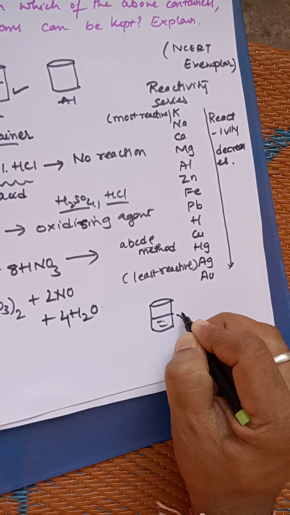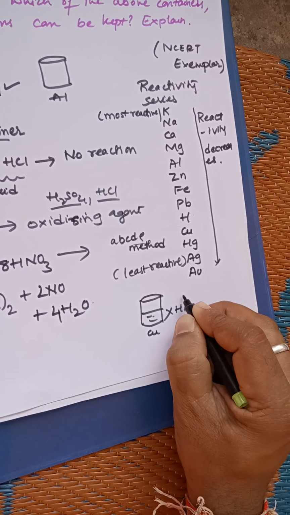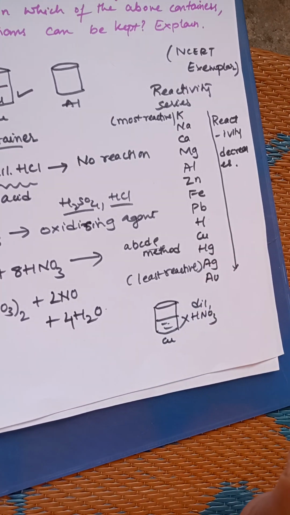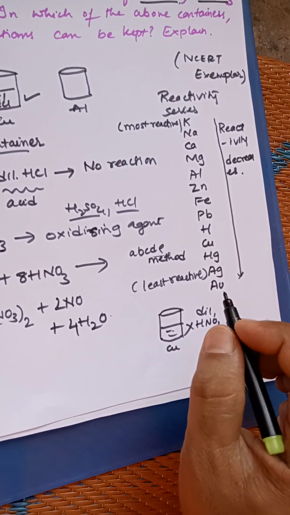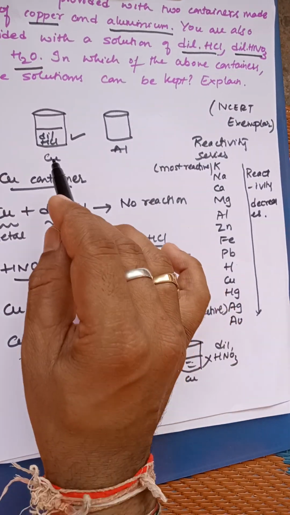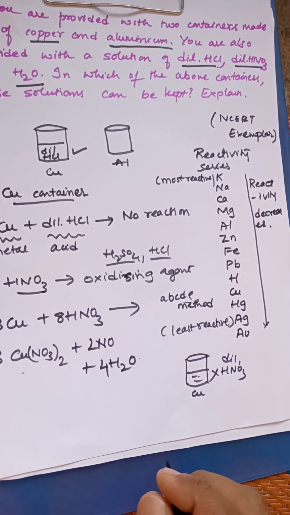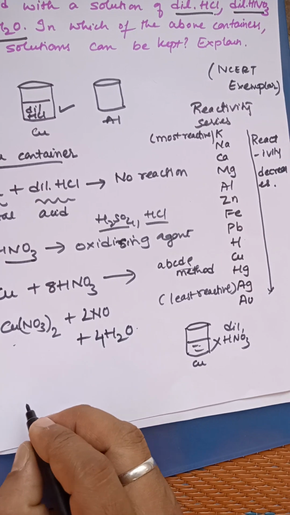it is not advisable to store nitric acid or dilute nitric acid in a copper container. So what is the conclusion? Dilute nitric acid cannot be stored in a copper container as there is a chemical reaction between copper and the nitric acid. Can we store water in a copper container?